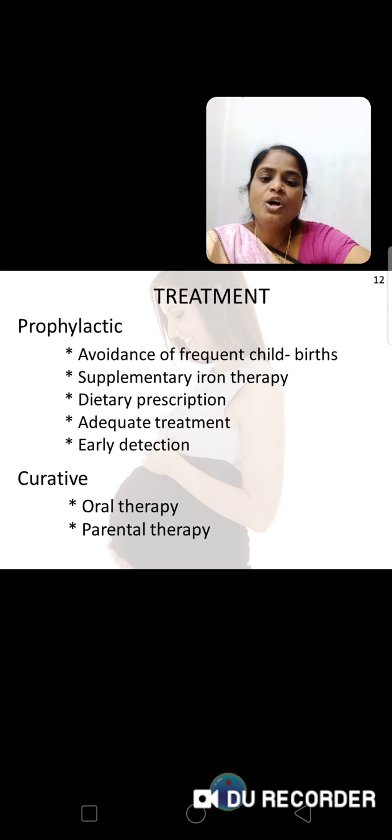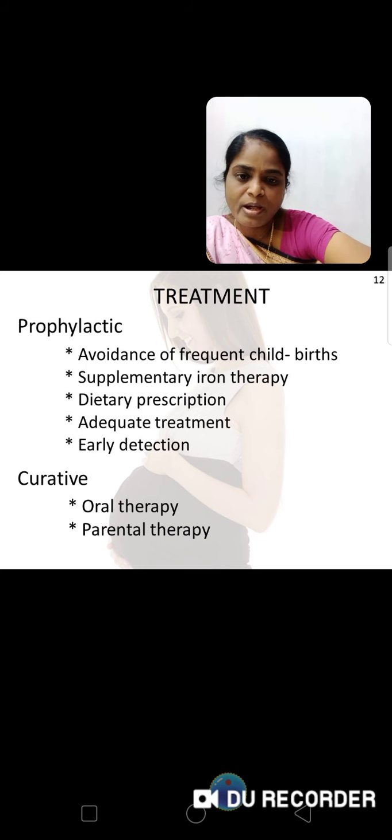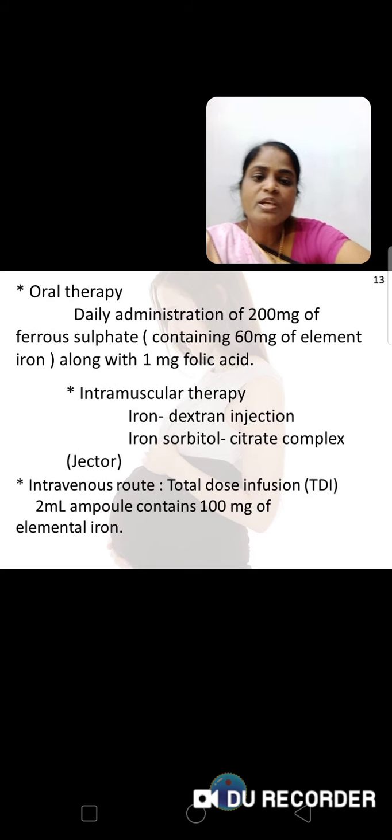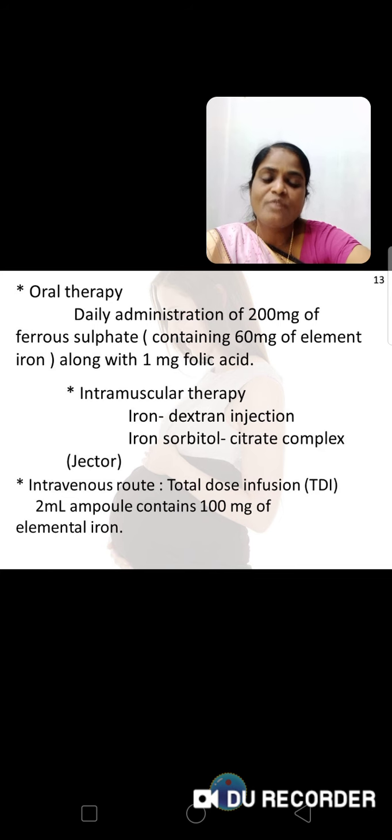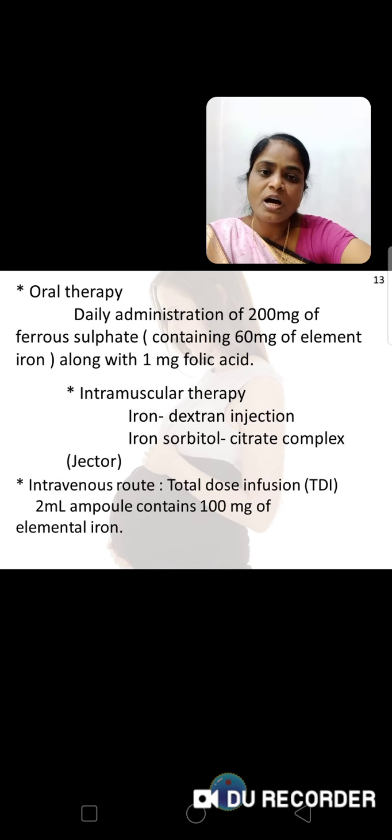Next are the curative methods. We are giving oral therapy and parenteral therapy. The oral therapy is daily administration of 200 milligram of ferrous sulfate, containing 60 milligram of elemental iron, along with 1 milligram of folic acid. From pre-pregnancy itself, we administer the 1 milligram folic acid tablets and 200 milligram of ferrous sulfate containing 60 milligram of elemental iron. We advise and give it in the primary health center itself.